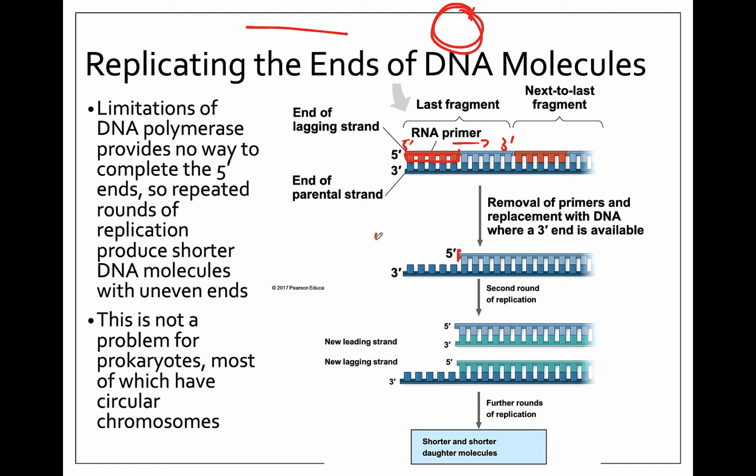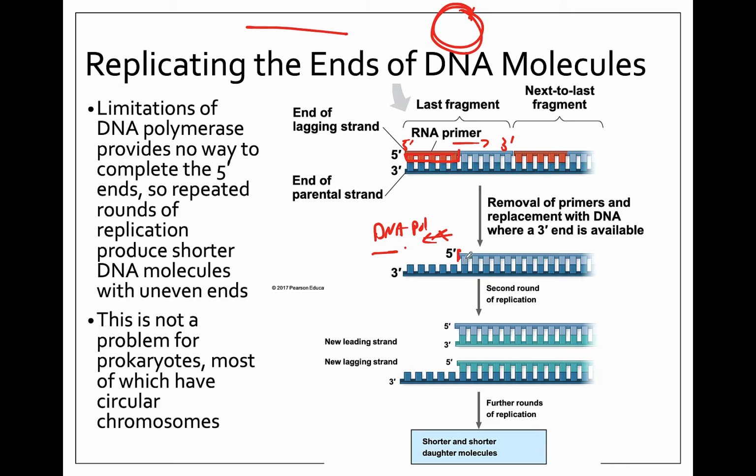The problem is that DNA polymerase can't start here. DNA polymerase has a limitation that it cannot add DNA without having something to add onto. And it can only go in the 5' to 3' direction, so it can't go this way. So it can't actually add these last 5 little DNA nucleotides.